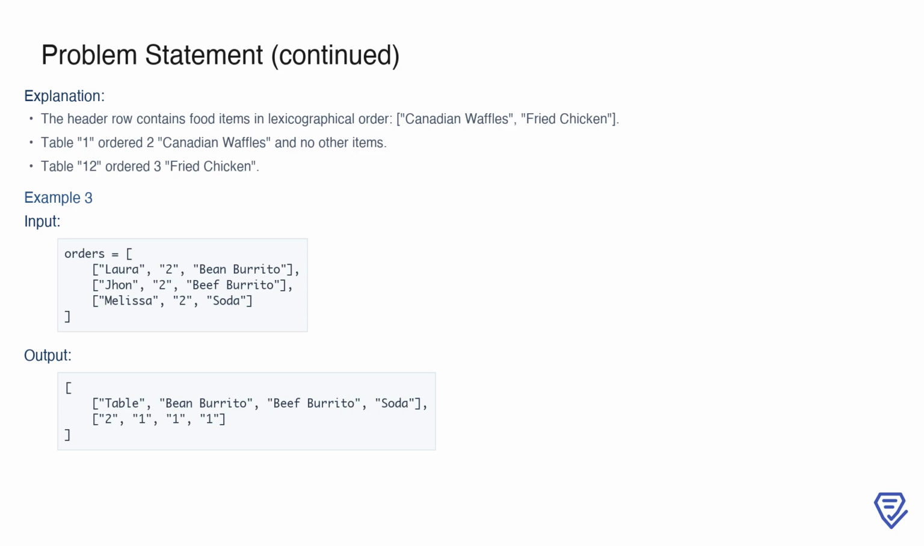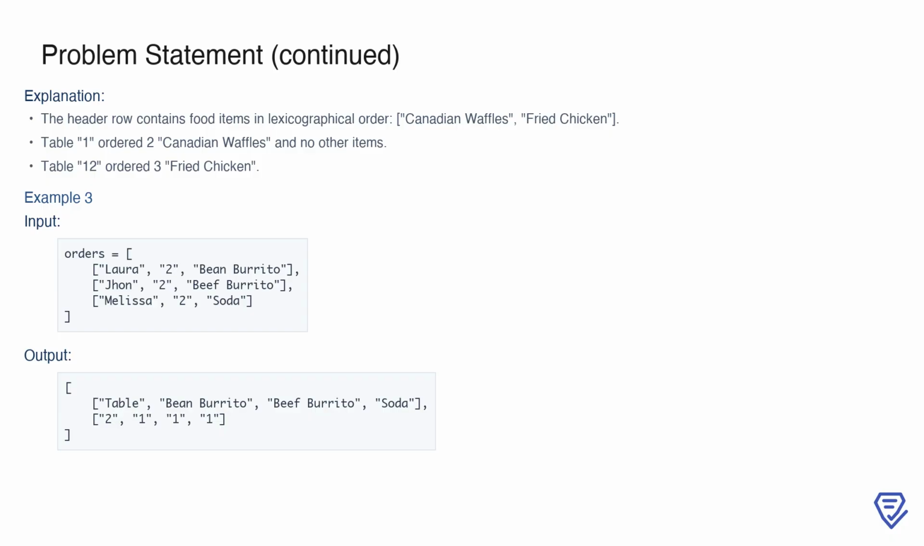Consider a scenario where all orders are concentrated on just 2 tables, table 1 and table 12. For table 12, multiple customers order fried chicken, resulting in a total of 3 orders. Table 1, on the other hand, has 2 orders of Canadian waffles and no other items. The header row for this example includes Canadian waffles and fried chicken, sorted lexicographically. The output rows for the tables will show the count of these items in the same order as the header. Specifically, the row for table 1 will be 1, 2, 0, and the row for table 12 will be 12, 0, 3.